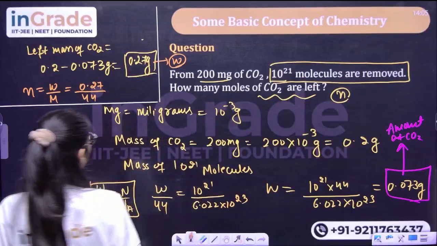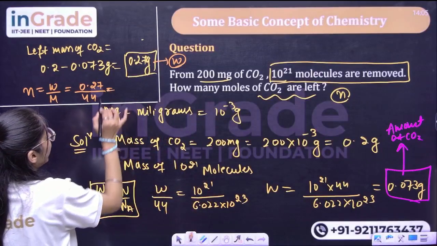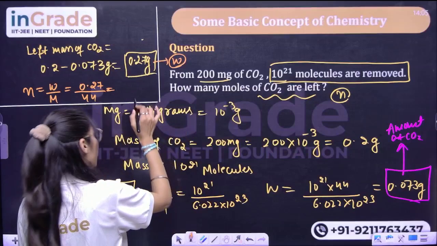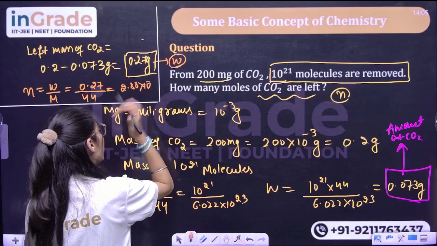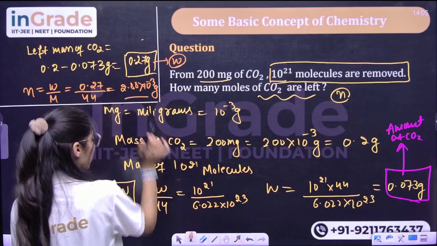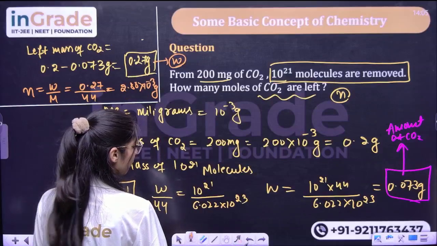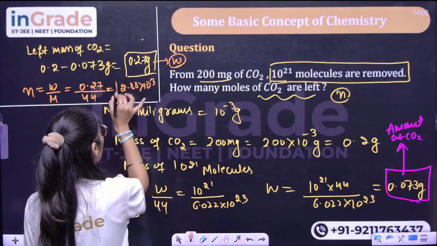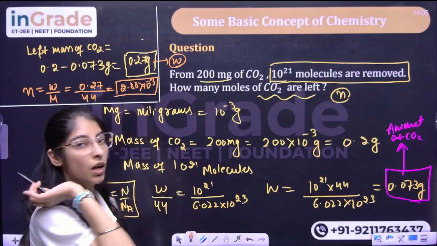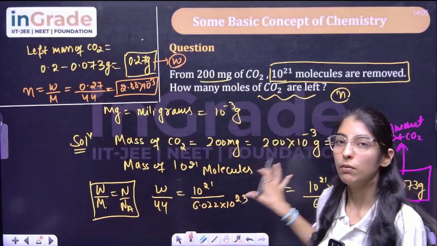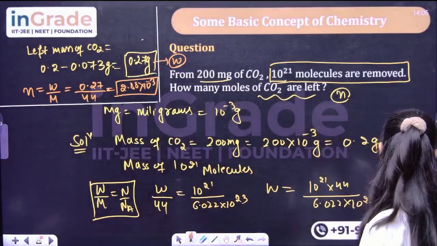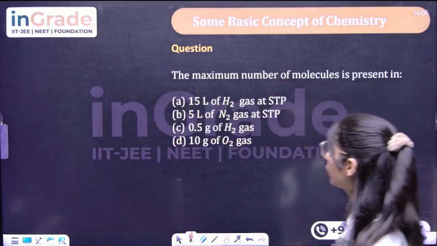After solving this, you are going to get your answer, which is approximately 2.88 into 10 to the power minus 3. Sorry, I wrote gram. Okay, this is going to answer the question. I hope you got it. So how you are going to solve this question, this may be clear to you. Now let's move further and see the next question.